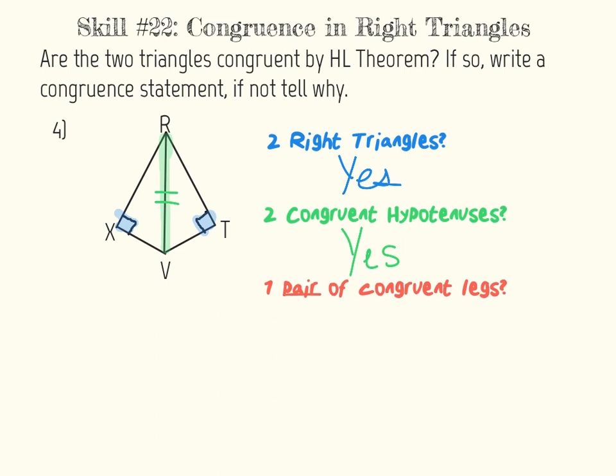So that means the same leg on each one has to be congruent. So if I look, I don't actually have any markings. If I look at my two legs, I don't have any markings on this leg and no markings on this leg. Same thing over on the other triangle. So I just don't have enough information to tell me anything by the hypotenuse leg theorem. So we would say not enough information because we have no congruent legs.